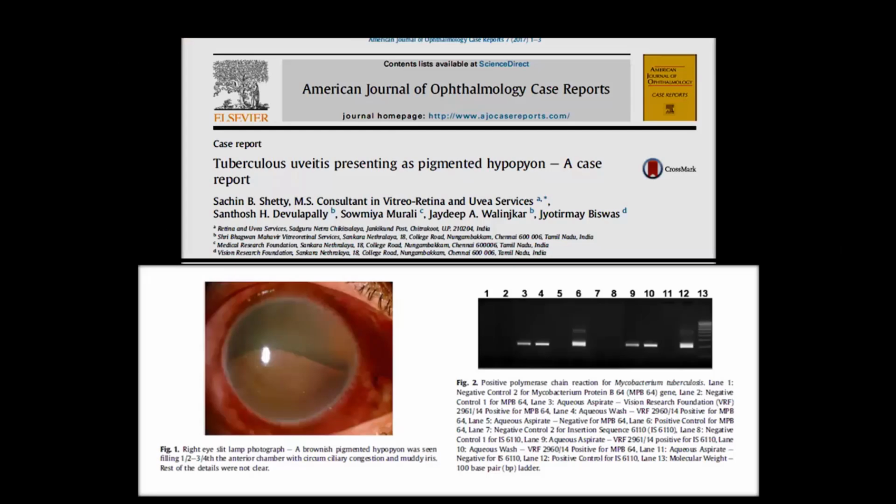But there are certain situations where you meet unusual conditions, like tubercular uveitis presenting as a pigmented hypopion. One patient which I've seen is the second case reported in the world. First case is reported from Dr. Ratnam from Madurai, and it has a convex pigmented hypopion. And we did the AC tap, and PCR and culture showed Mycobacterium tuberculosis.